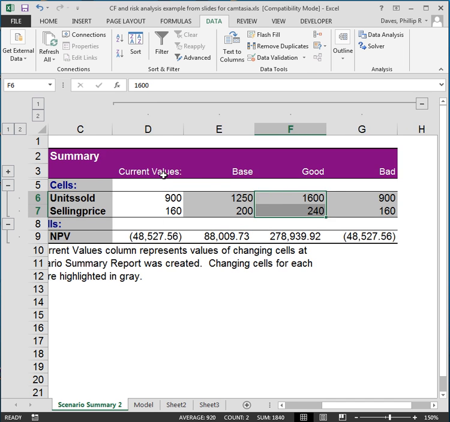So what we have is the base case, the good case, and the bad case, and now we can use these three numbers in calculating expected NPV and the standard deviation, and we don't have to do it with a data table. If instead of only two variables changing we had 5 or 10, I think you can have as many as 32, then we could have very complicated scenarios and have outcome measures for each of those very complicated scenarios. Okay, so that's it.